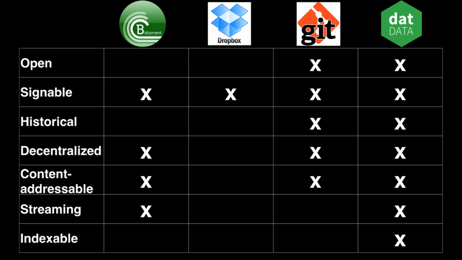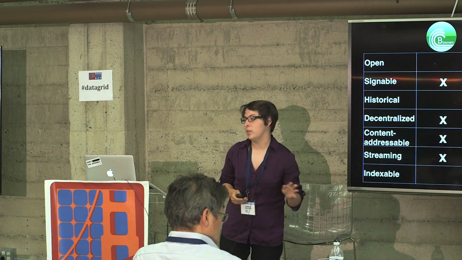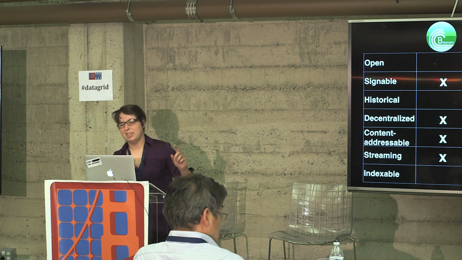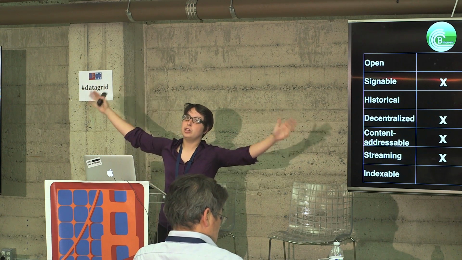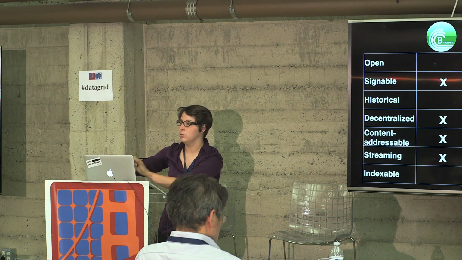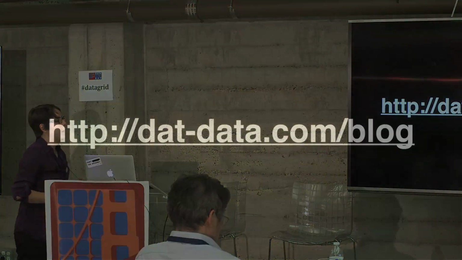Indexable. Dat is the only one that can actually give you a URL to a particular byte range inside of a file inside of your repository or data set, which is a really cool thing that we think is really important for data scientists that work with huge data sets, and they just want to see a row inside of one of the CSVs, but they don't want to download 3 terabytes. You can go read more about this on our blog. I just pushed a blog post about this.